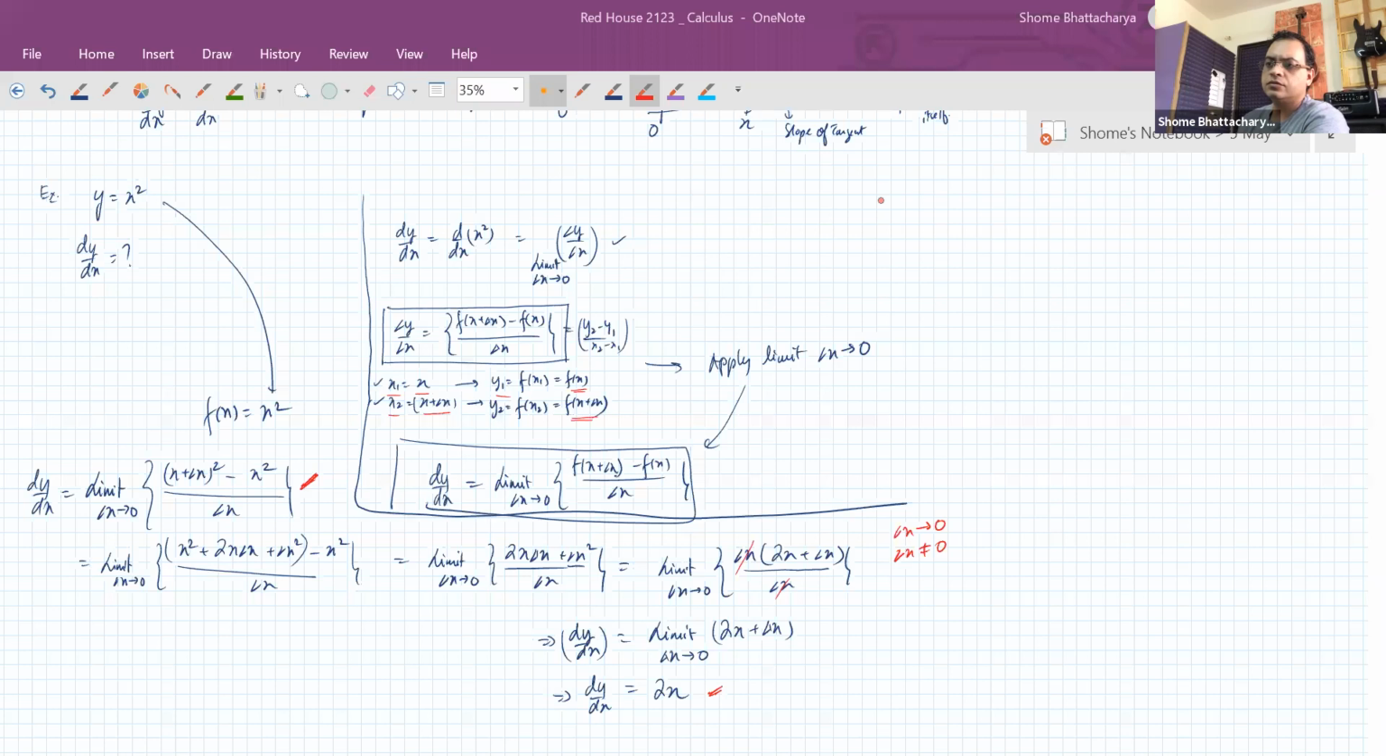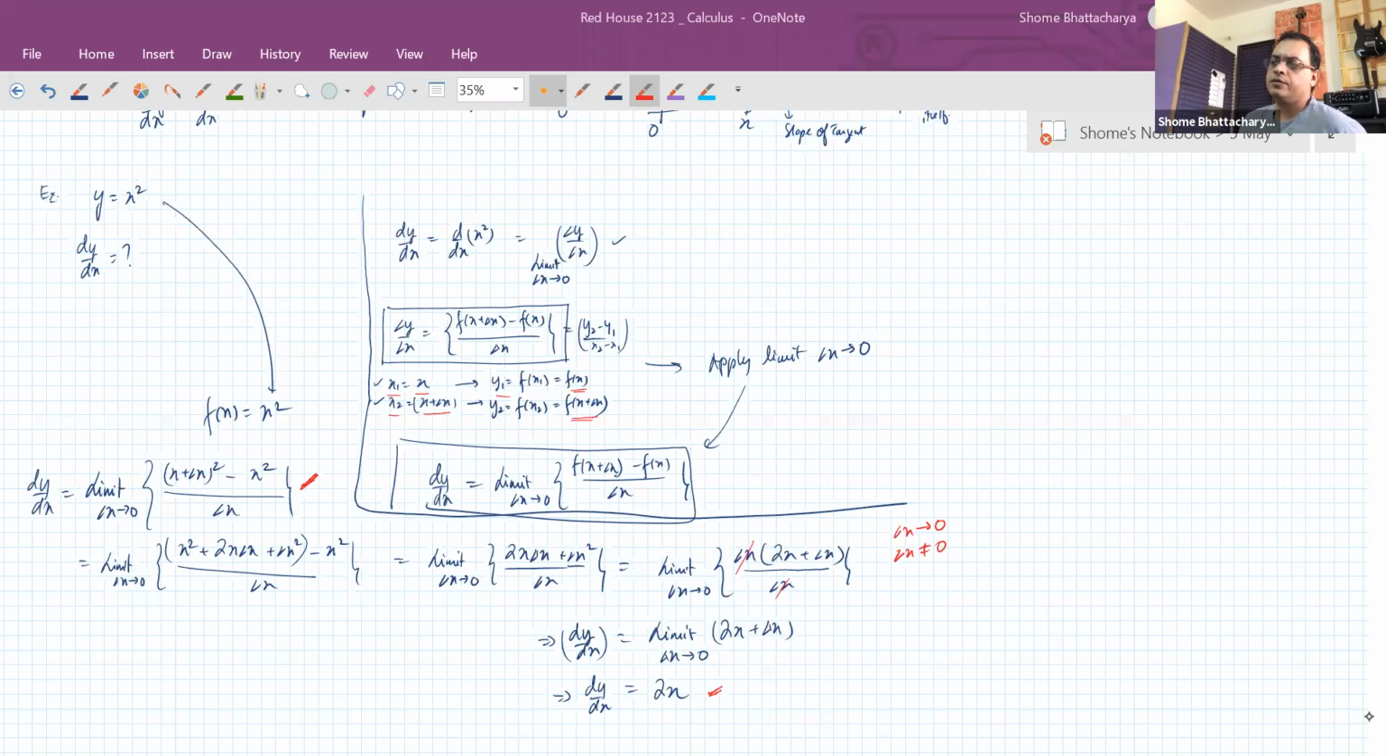So now this is like the instantaneous rate of change of y with respect to x. Yes. This is now the instantaneous rate of change for the function y is equal to x square. Okay, are you following this?